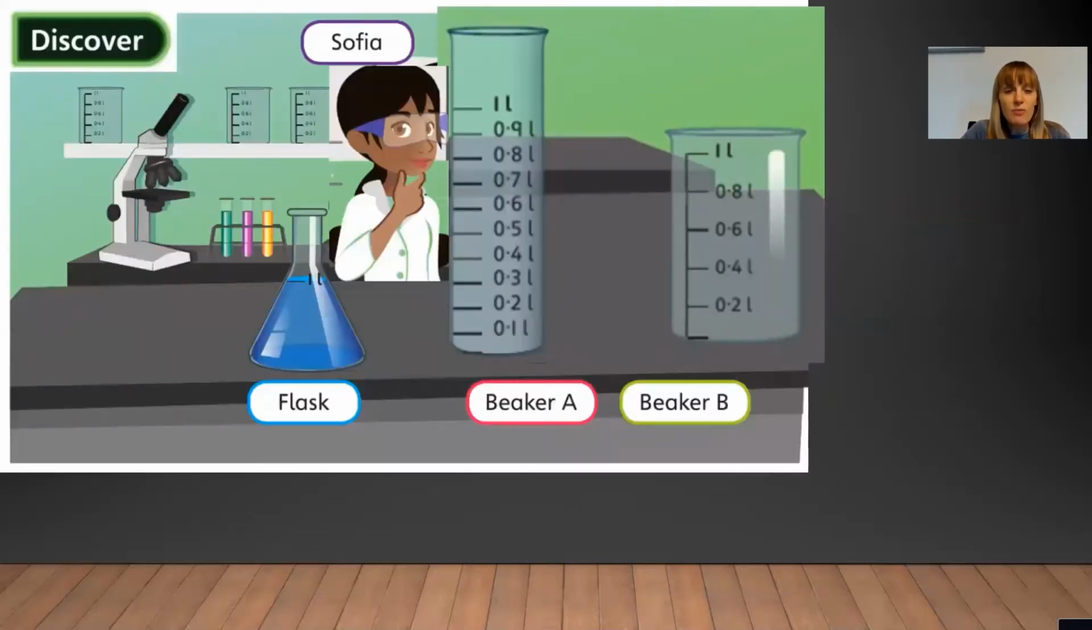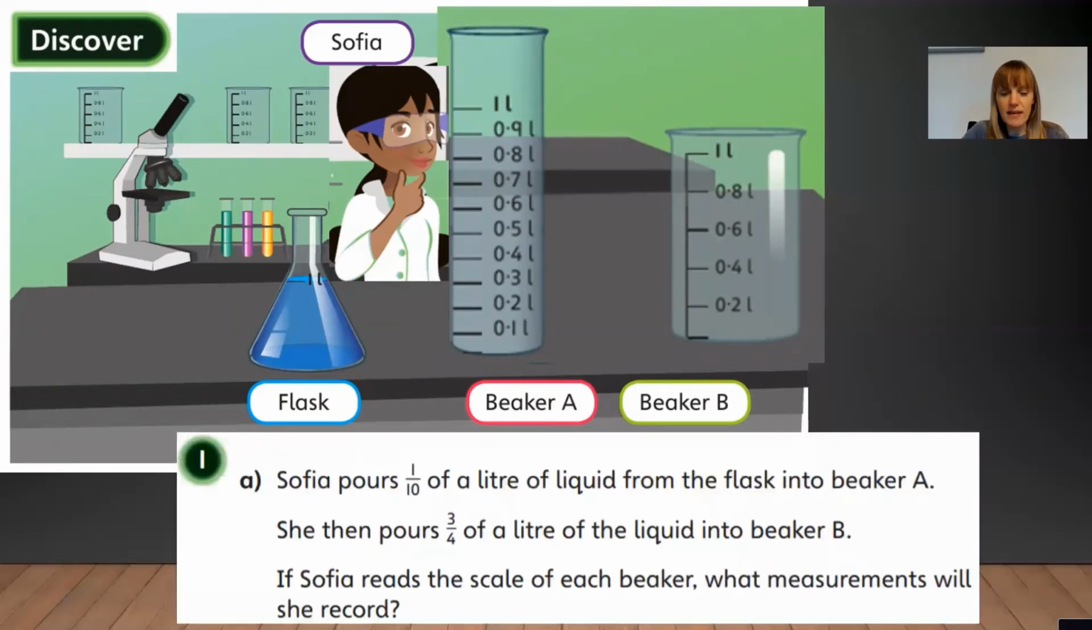So to start off with then, here we've got Sophia, who's in a science lab, and she's got a flask of blue liquid. You can just about see that it says she's got 1 litre of liquid in there. Now she's going to pour some of that liquid into beaker A and some of it into beaker B. So here's that information. She's going to pour 1/10 of a litre of liquid into beaker A, and then she's going to pour 3/4 of a litre into beaker B.